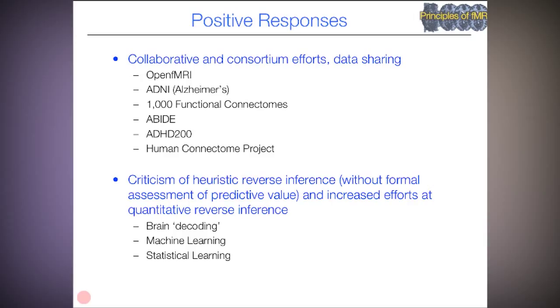And there's also a broad criticism of heuristic reverse inference that's making these claims based on simply reading a map with your eyes without formal assessment of positive predictive value, and increased efforts at making more formalized quantitative reverse inference. And these efforts include the brain decoding or machine learning literature that we'll talk about later in the course, and other approaches as well.